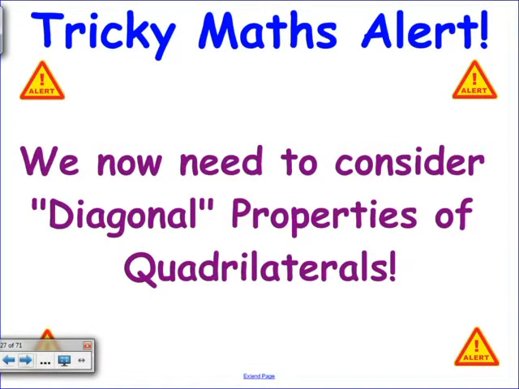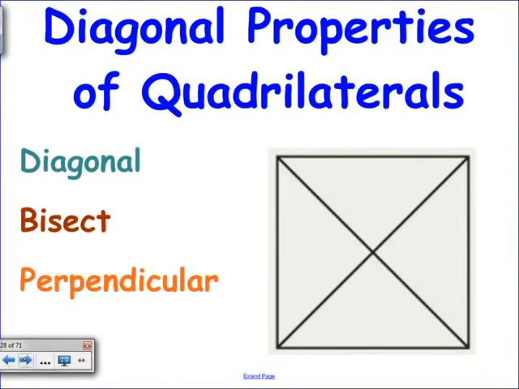Okay, last bit before the break, and then we're done. We need to consider something called the diagonal properties of quadrilaterals. So I've got my square here, and a diagonal is a line that goes from one corner to the other, and you do that for both of the sets of corners. So you create these crosses on your quadrilateral. When you do that, it does a couple of things. A couple of things they're going to ask you about.